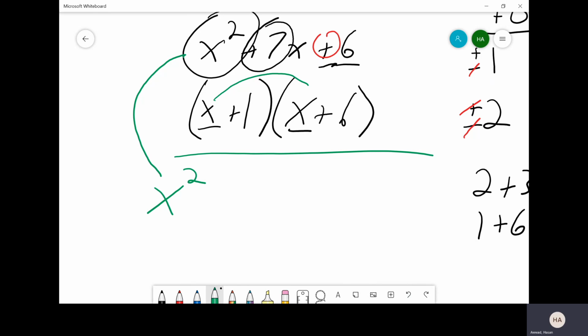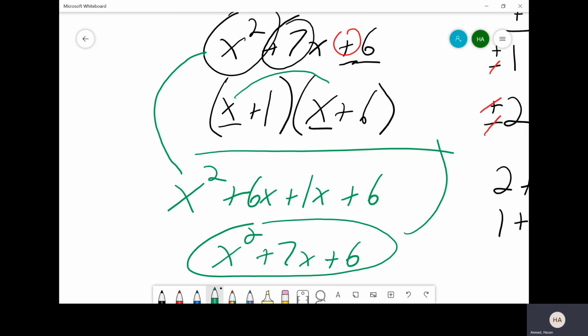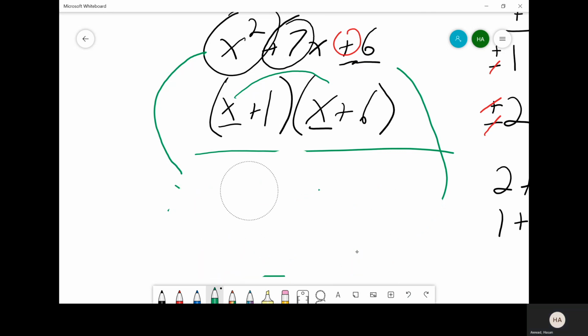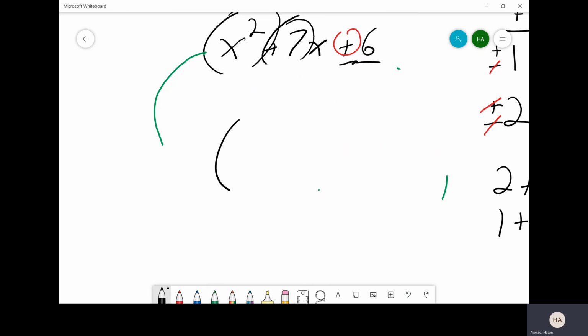And again, just to continue with the check, well, when we're foiling, it's first, outside, so we get plus 6x plus 1x, and I'm only writing the 1 here just to really illustrate the fact that there's 6x plus 1x. And then last but not least, we have plus 6. And when we condense everything, we end up exactly to what we had up above, right? So the green, not to confuse you, the green was just our check that this worked, but our final answer, our actual answer for factoring was right here, the x plus 1, x plus 6.